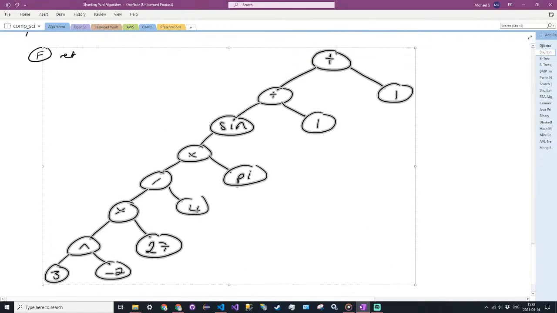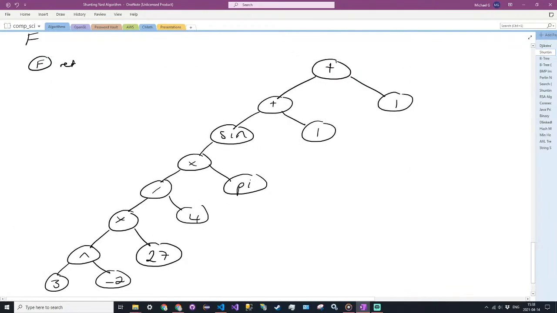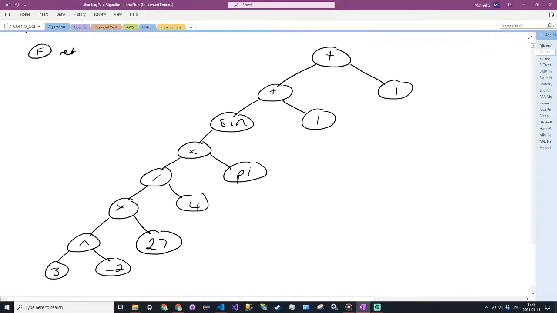So this is our final tree, and from this tree we can evaluate this expression as many times as we want. We essentially just go to the bottom and evaluate upwards, backtrack as we did. So we'll start with the 3 and -2. 3 to the -2 evaluates to 3 to the -2. This multiplied by 27 gives us a 9. Or wait, gives us a 3, sorry.